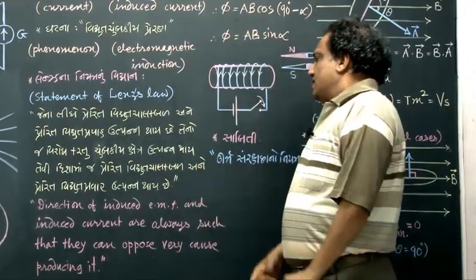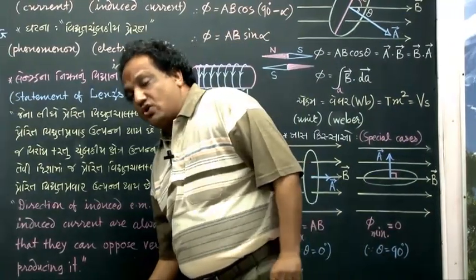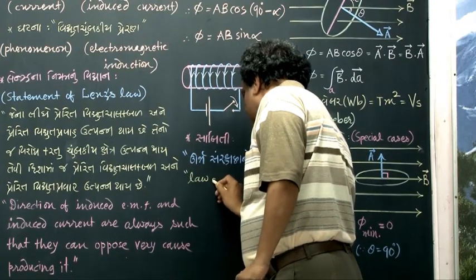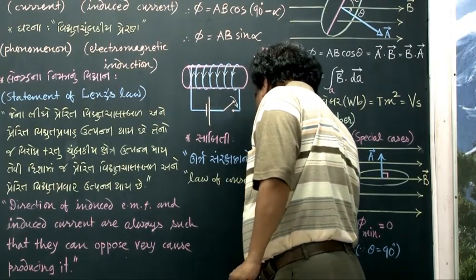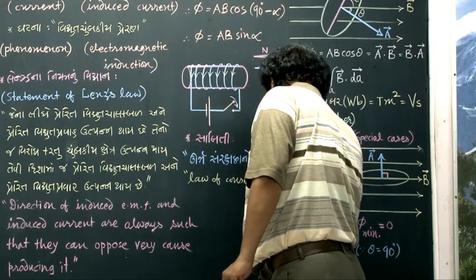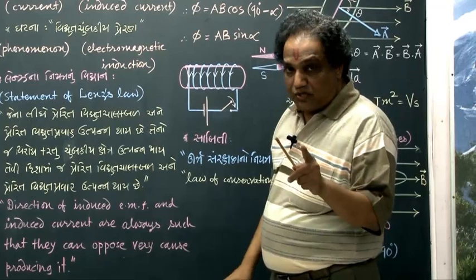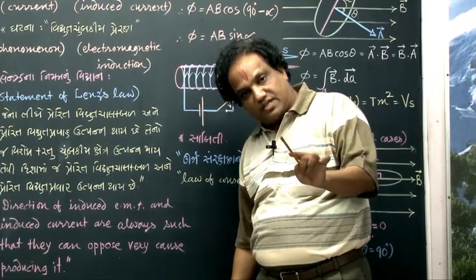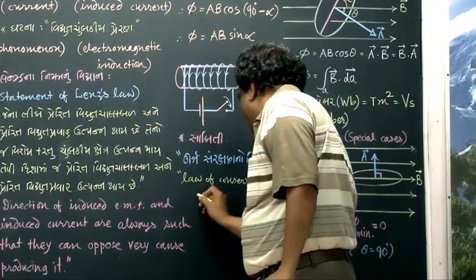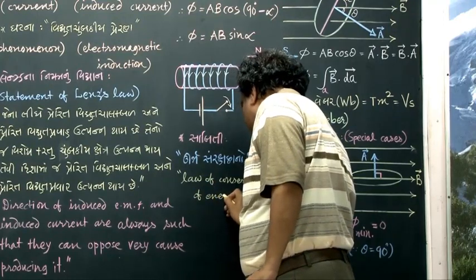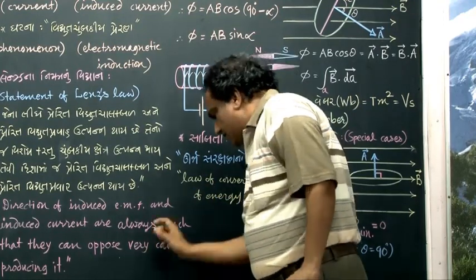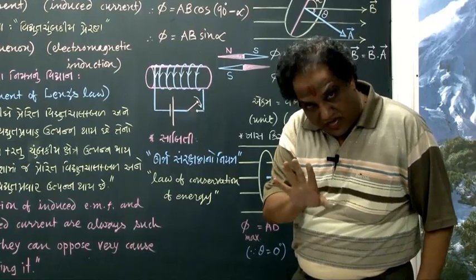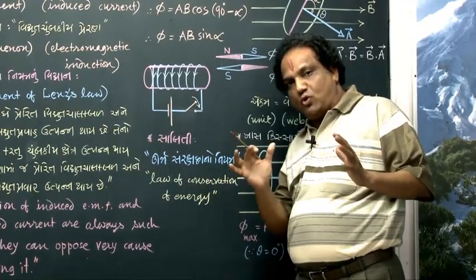Look, what does the law of conservation of energy tell you in very short, very simple words? It tells you that energy cannot be produced without spending energy. No energy can be produced without spending energy, correct? This law tells you that you cannot produce energy without spending energy. Okay, fine. Now using this law, we are going to prove Lenz law.